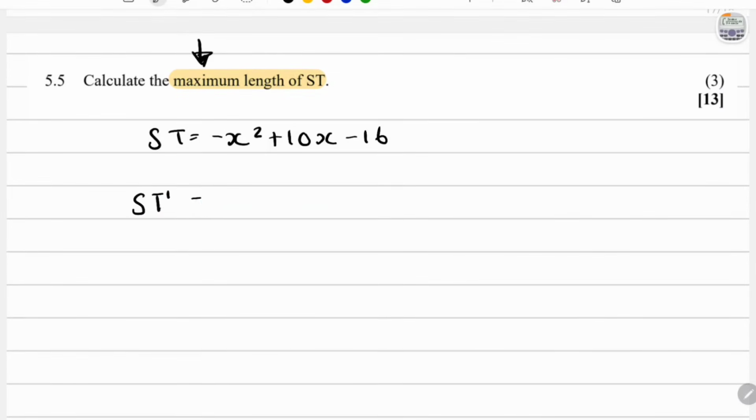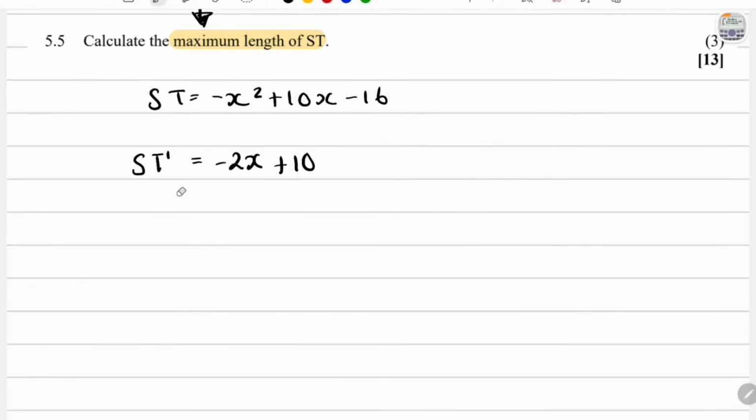I'll say s t prime is equal to, and let's derive. So we're going to say coefficient times exponent, which gives us the negative 2x, and then that exponent minus 1, which is 1, and you don't have to rewrite that. Then this becomes 10 times 1, which is positive 10, and the exponent of 1, you subtract with a 1, which becomes 0, and anything to the power of 0 is 1. 1 times anything stays the same. So this is what we have, right?